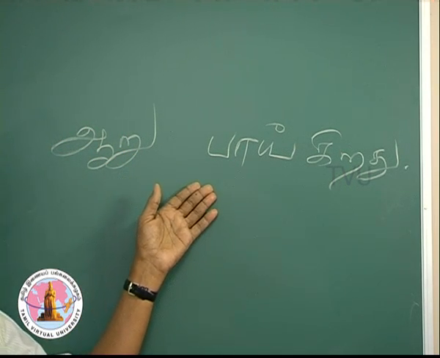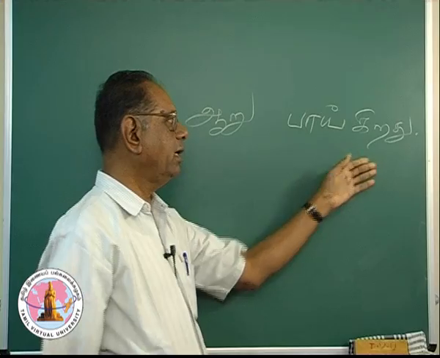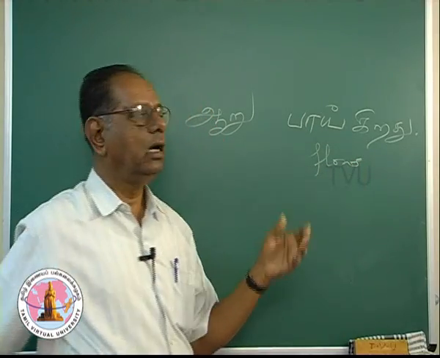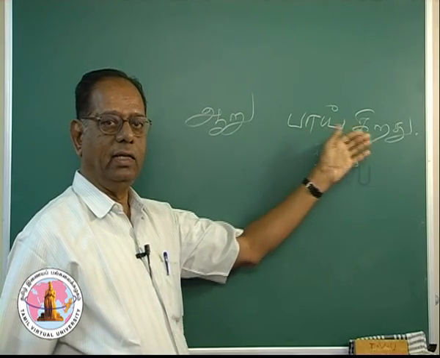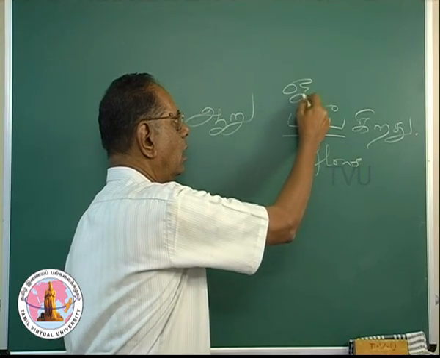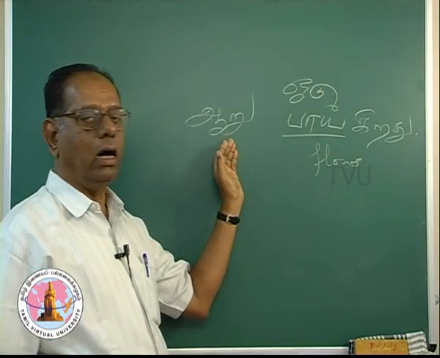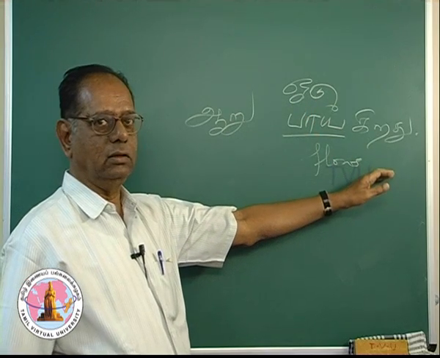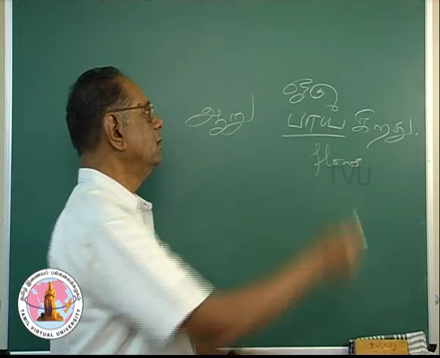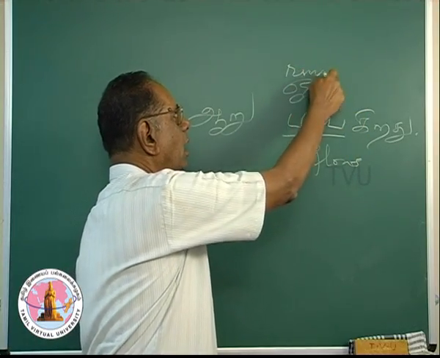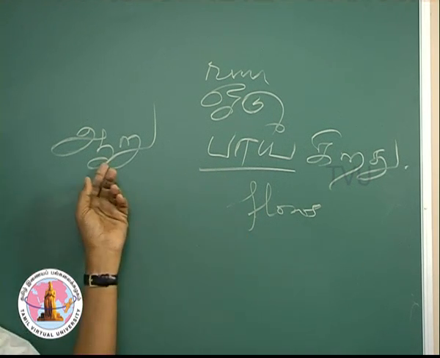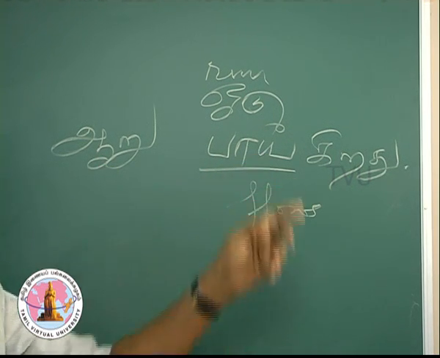ஆறு is river. பாய்கிறது flows. ஆறு பாய்கிறது. ஆறு ஓடுகிறது. ஆறு ஓடுகிறது. Here it will mean run. பாய் to flow. ஆறு பாய்கிறது.